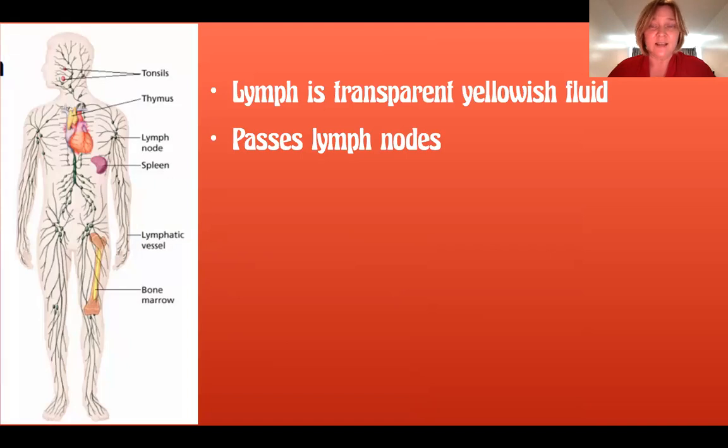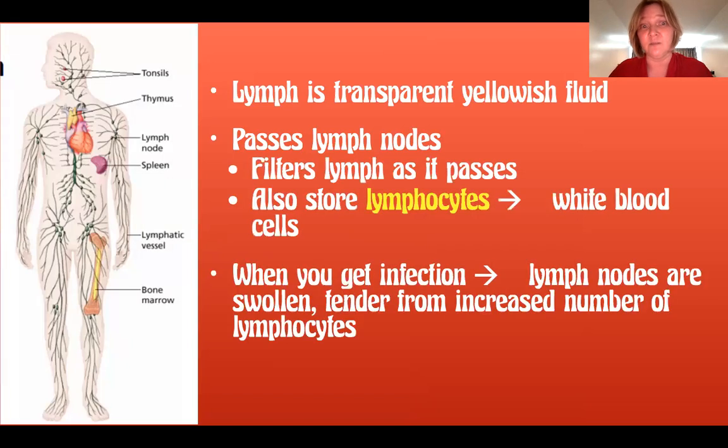Lymph itself is a transparent yellowish liquid. When it's being returned to the blood, it passes through lymph nodes, and lymph nodes are going to filter the lymph as it passes. They store large amounts of lymphocytes, which are white blood cells. So you're basically filtering that fluid that's been hanging out in your tissues for any pathogens before it goes back to the circulatory system.